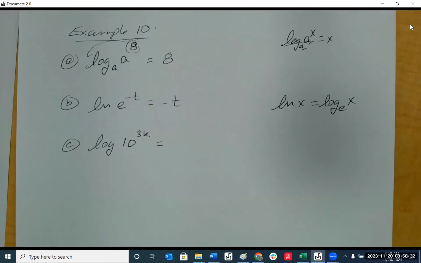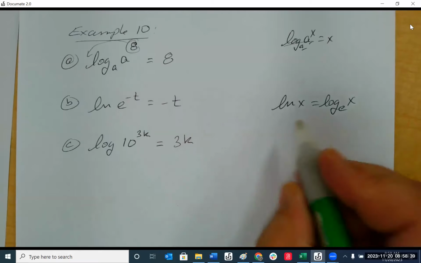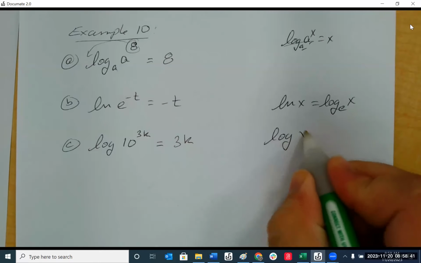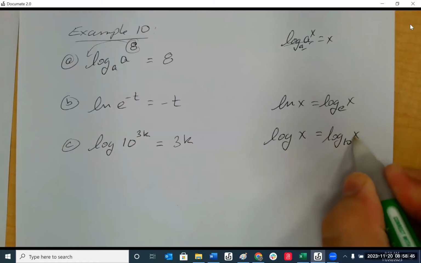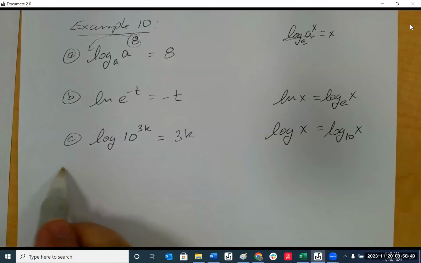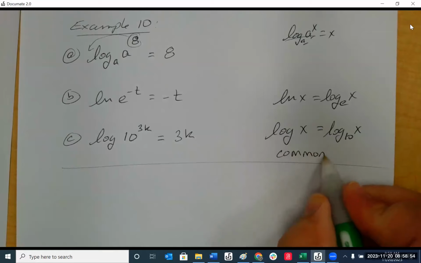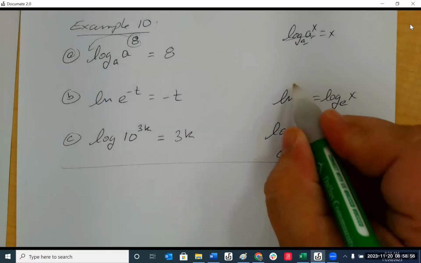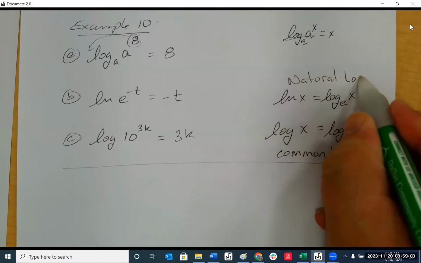How about this one? Because if there's nothing, no base, it's automatically base 10. It's called the common log. This is the common log. This is a natural log.